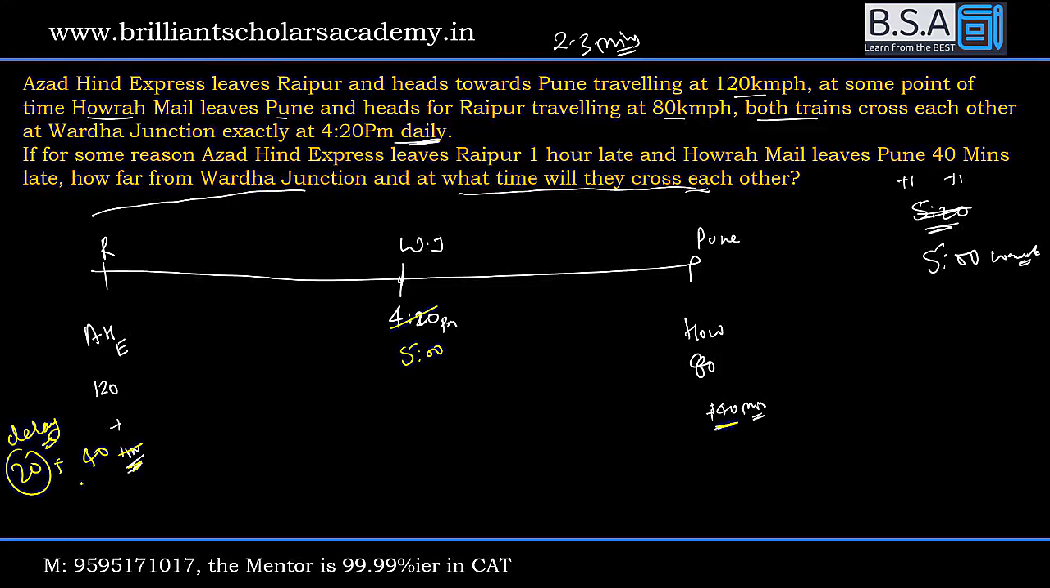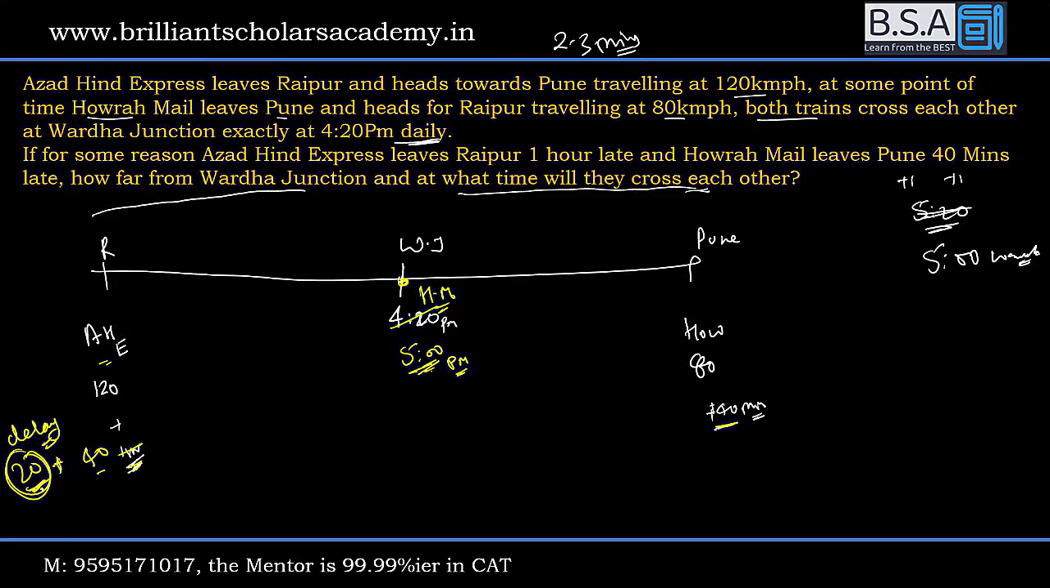Listen to my wording, listen to my language. They meet here at 5 p.m. if they are delayed by 40 minutes. तो वर्धा जंक्शन पे हावड़ा मेल के जो ड्राइवर हैं, he calls, they are called loco pilots, not drivers, loco pilot. तो हावड़ा मेल के लोको पायलट कॉल्स द आजाद हिंद एक्सप्रेस के लोको पायलट, भाई किधर है, किधर है. So he says अभी 20 मिनट्स की दूरी पे हूं.